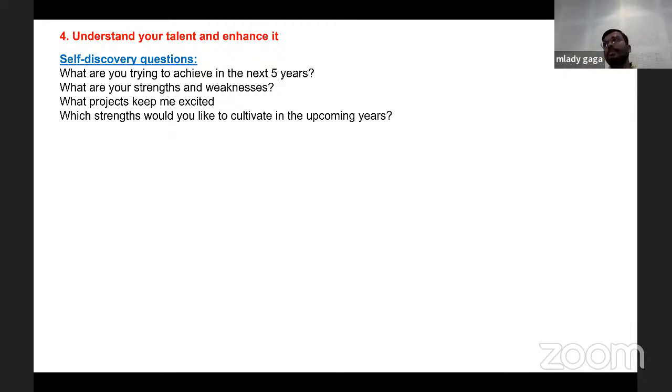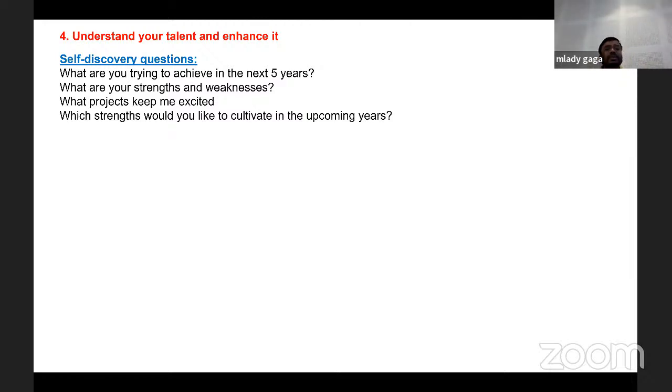Which kind of project keeps me excited? For example, I'm a biochemist. From my perspective, it's really fascinating how plants synthesize glucose, because this reaction is not possible to perform in the lab. So this is the kind of thing that you should ask yourself. Which kind of project excites you?